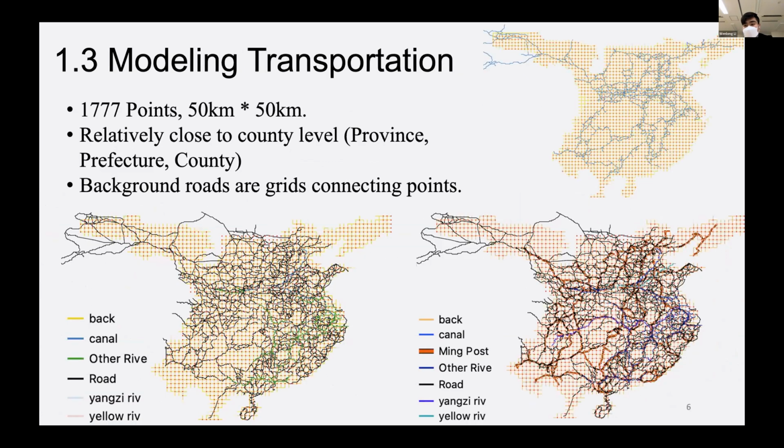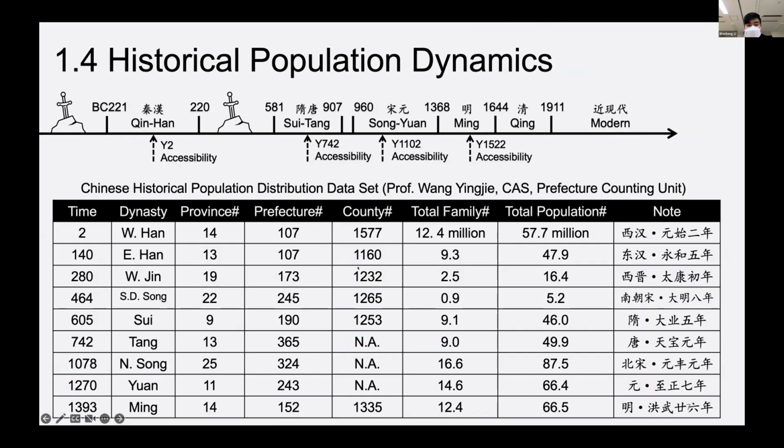And I divide the whole subject, the Chinese proper area, into 1,700 points to unify the calculation and to represent the area, a square area with a length of 50 kilometers. This kind of division is relatively close to the county level. And this is the final transportation network that I built. And then I chose 4 representative years due to the available population data.